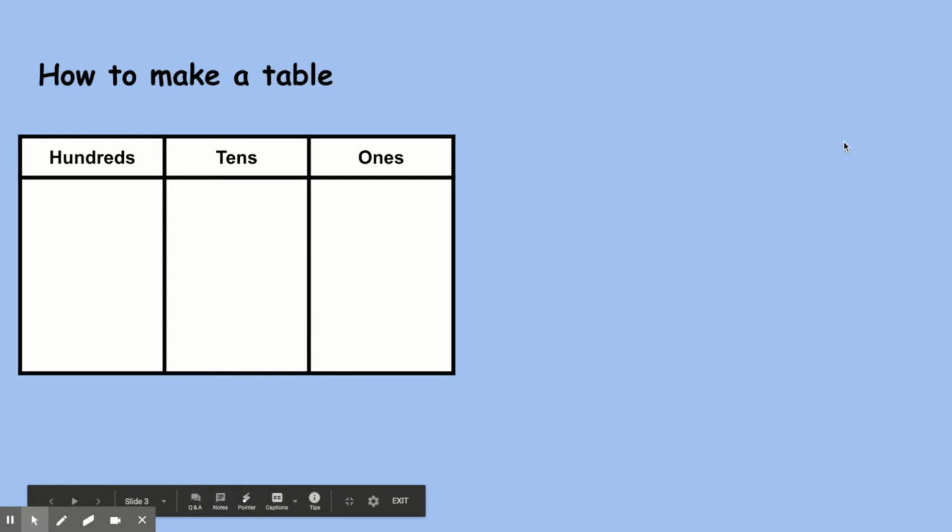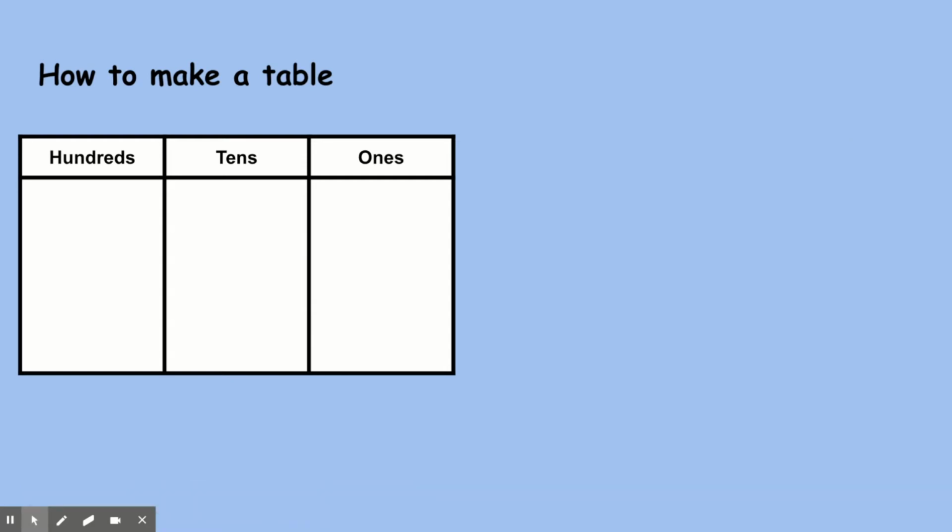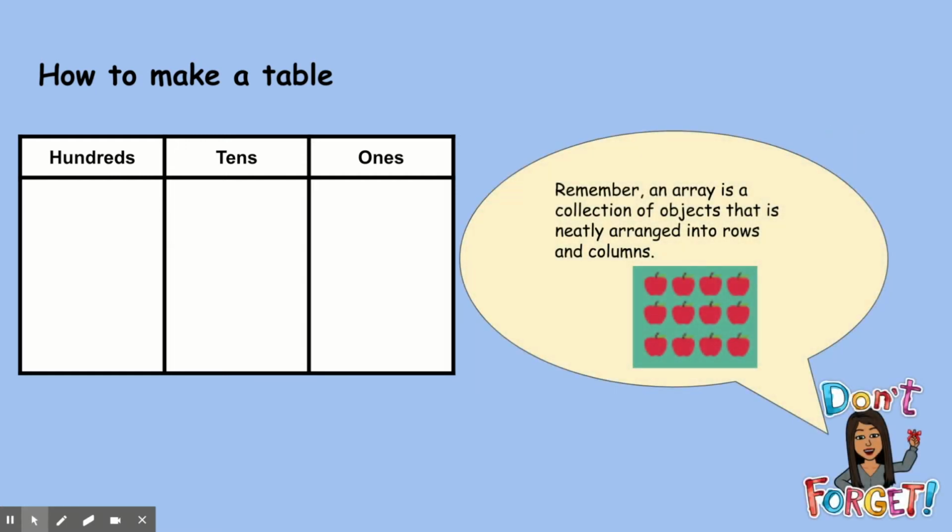In the previous video, you learned how to make a base 10 table, showing columns for hundreds, tens, and ones. Today, you are going to learn how to make an array using a table. Remember, an array is a collection of objects that is neatly arranged into rows and columns.